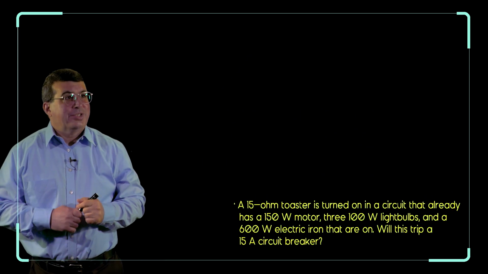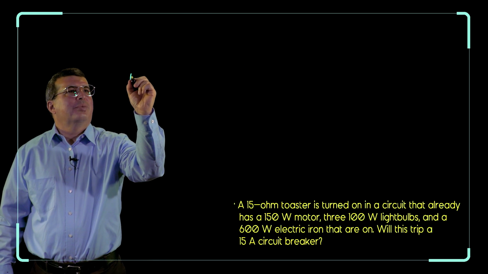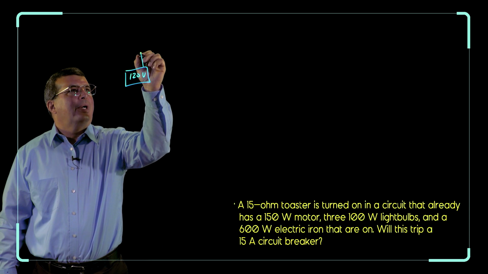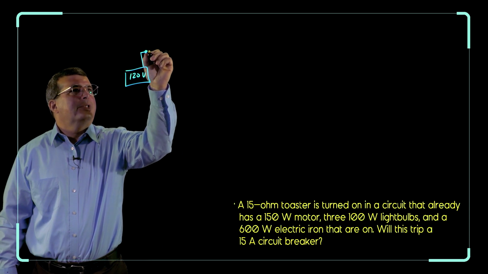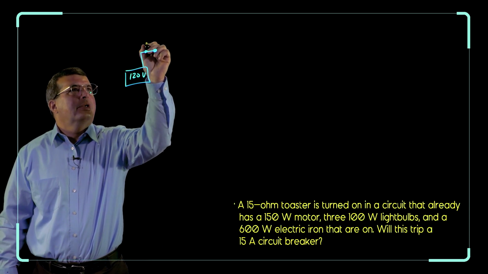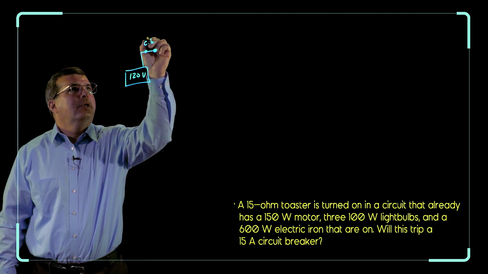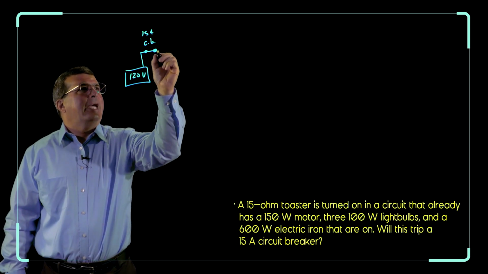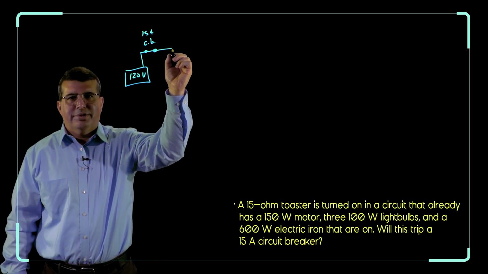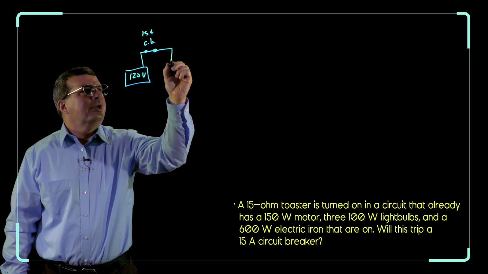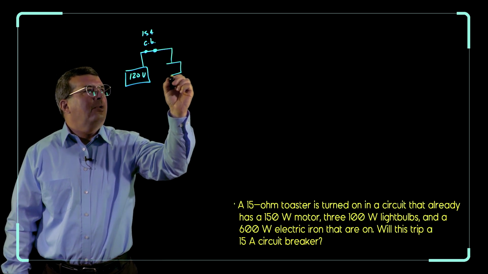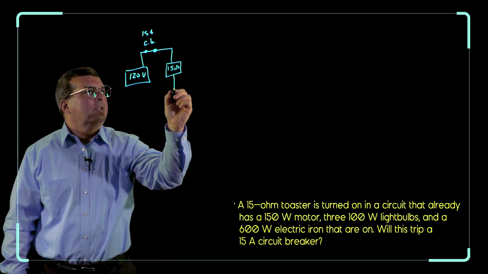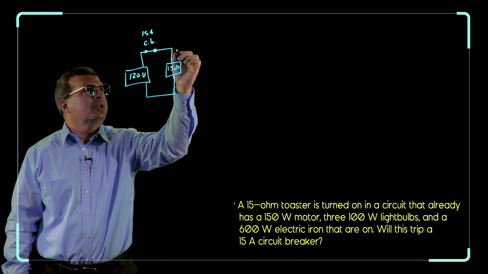Okay, so let's draw this out. We have a source with 120 volts. And that has wires coming out. This goes to a circuit breaker, which is a 15 ampere circuit breaker. And then that is connected to a lot of devices. We have a 15-ohm toaster. And that goes back to the source.